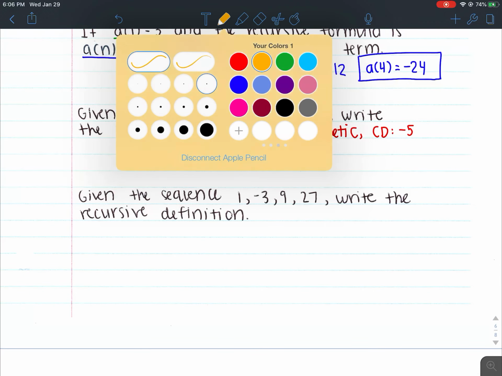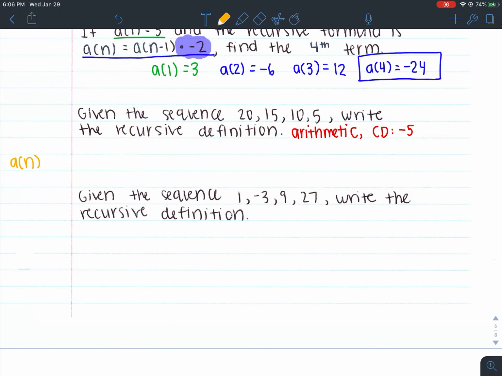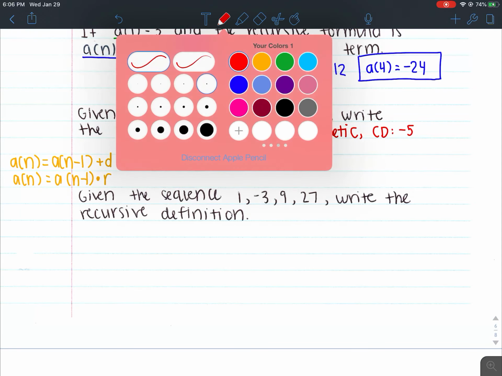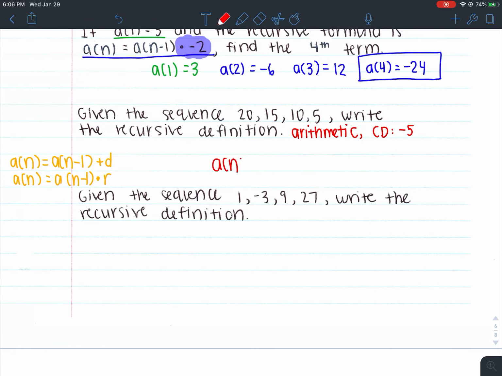Well, remember, the recursive rule looks the same for both except for the very last part. So you'll have either plus d, or you'll have a of n equals a of n minus 1 times r. So again, they have two types, either arithmetic or geometric. Well, since I know this is arithmetic, I'm going to use this first one. Okay, so I have a of n equals a of n minus 1. And what's happening as I go from term to term? I'm subtracting 5. And that's all I'm doing.